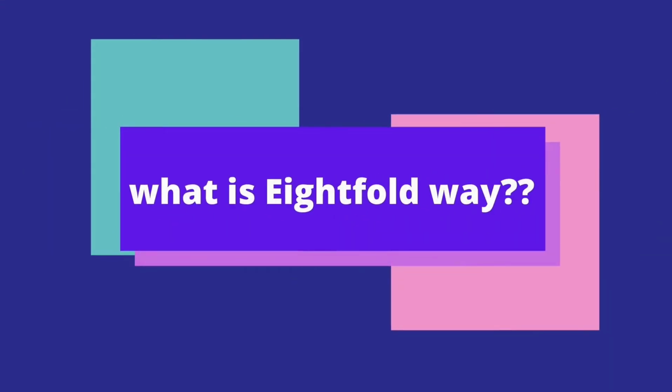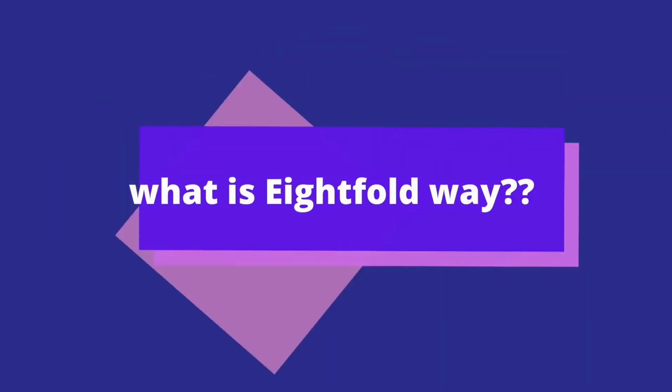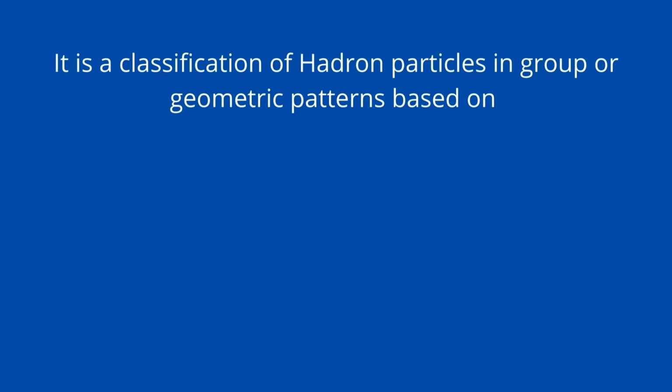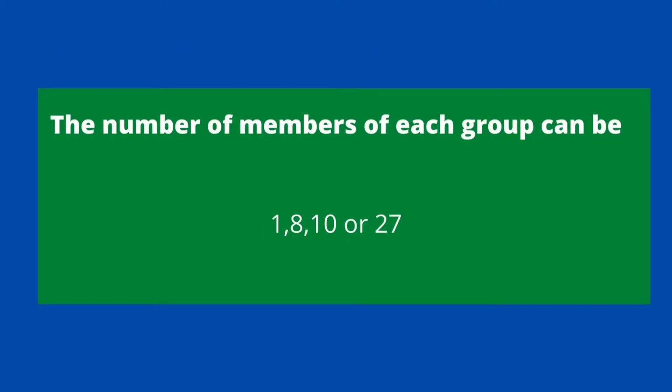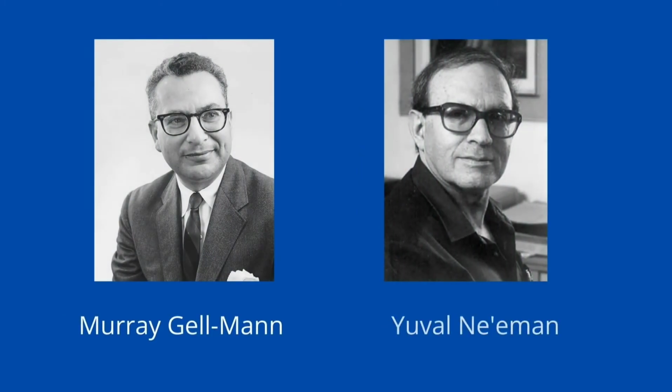So how do hadrons have anything to do with the Eightfold Way? Well, actually, the Eightfold Way is a classification of hadron particles in a group or geometric pattern based on the same spin and different charges and strangeness number. The number of members of each group can be 1, 8, 10, or 27, but the most frequent is 8. This system was proposed by an American physicist, Murray Gell-Mann, and also an Israeli physicist, Yuval Ne'eman.